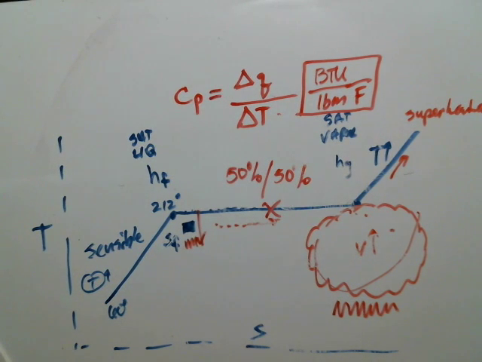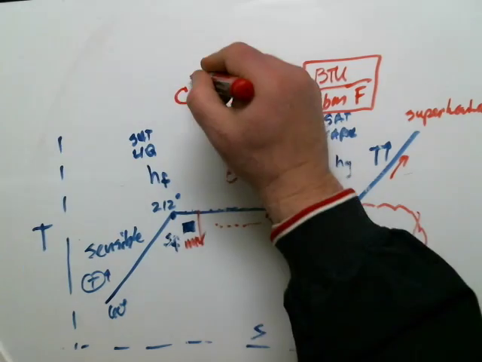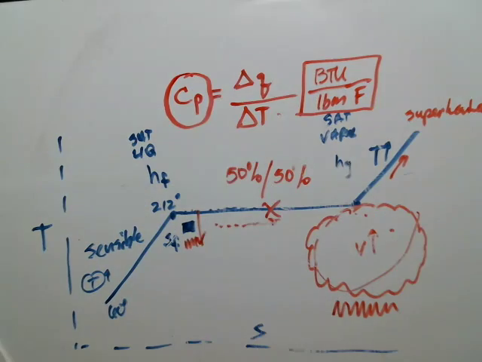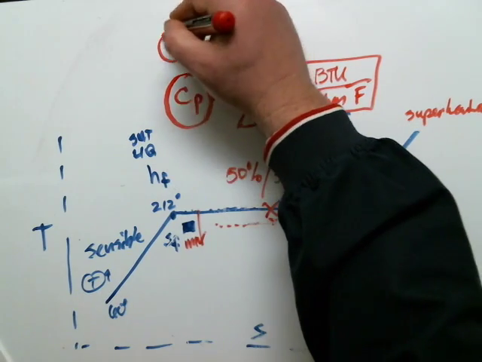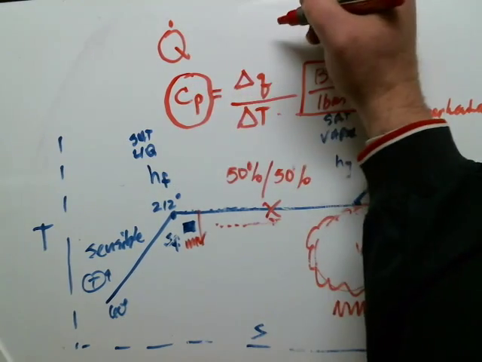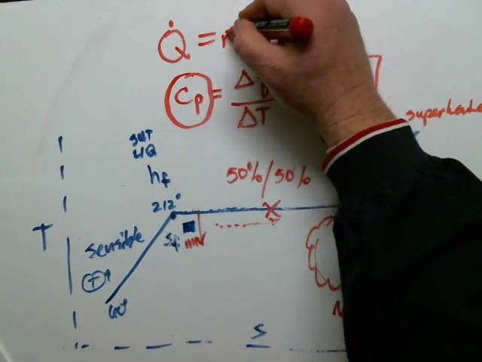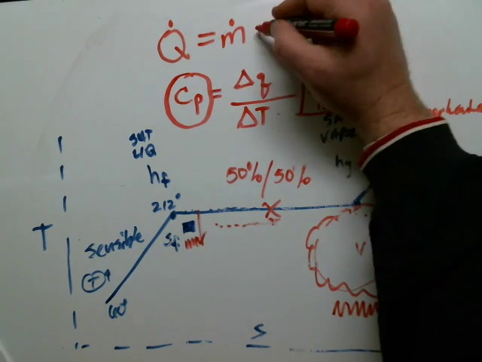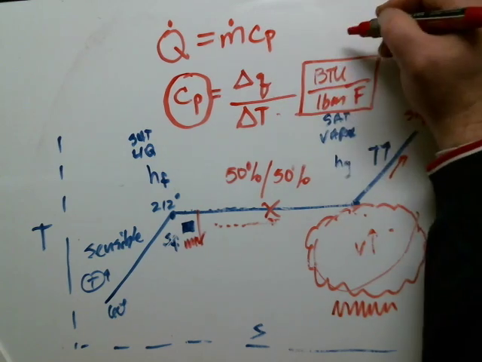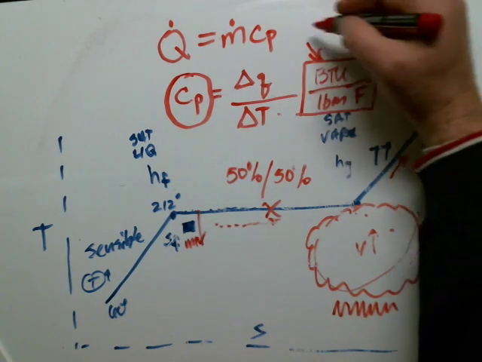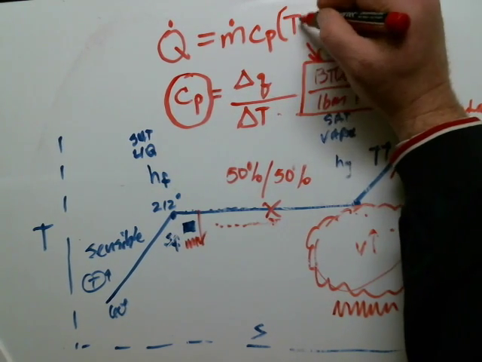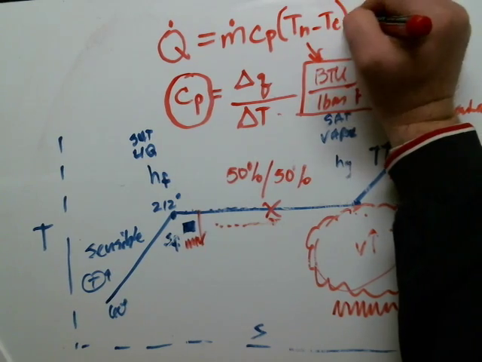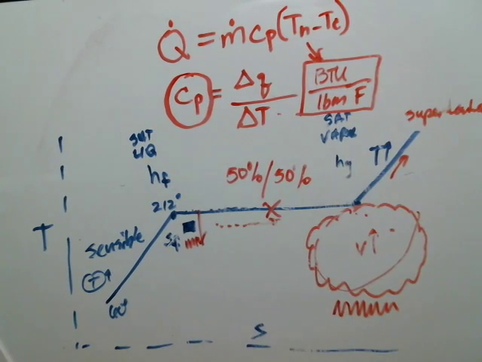Good thing to know. We saw two equations, if you recall, where we could use the specific heat capacity of water. One was a heat transfer equation, BTUs per hour, Q dot, equals M dot, which is the mass flow rate, times the specific heat capacity in BTUs per pound mass degree Fahrenheit, times T hot minus T cold, the difference in temperature between two things.